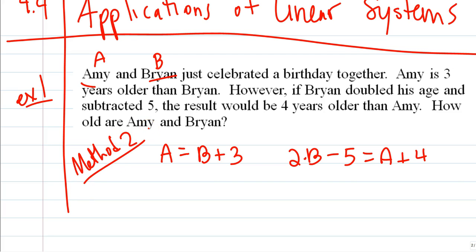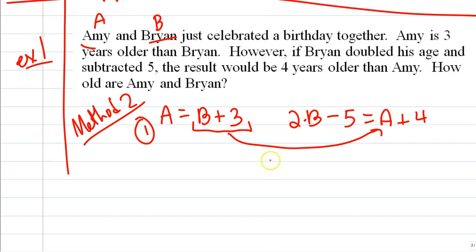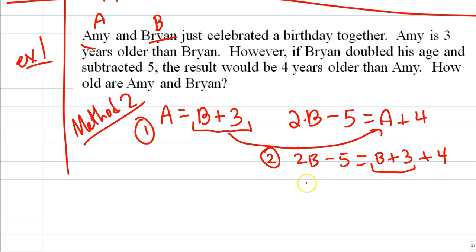method 2, my first step is to get a variable by itself. A equals or B equals. I've already got that. A equals B plus 3. So what does that do for me? So that's kind of my first step's already done. I can take that and I can substitute that into the other equation in place of A, and that would be step 2. So that 2B minus 5 would equal A, which is B plus 3 plus 4. So we substitute and we solve.